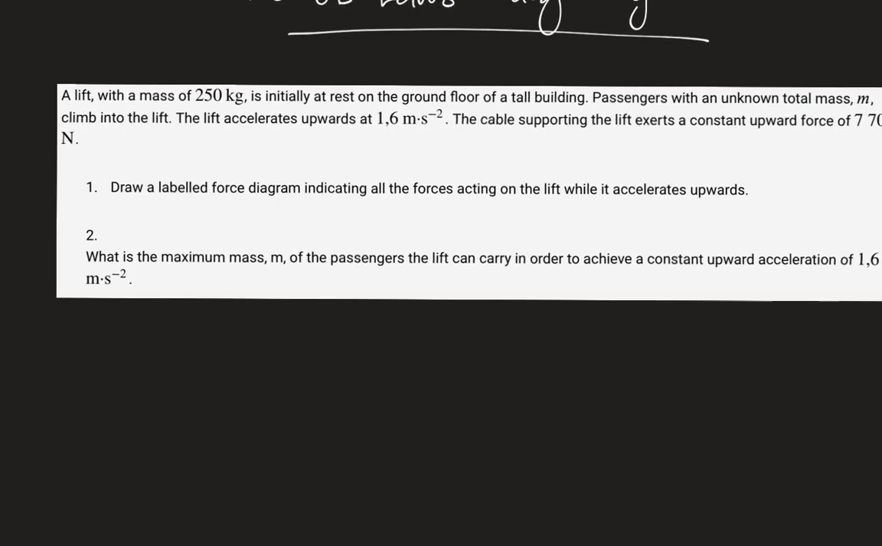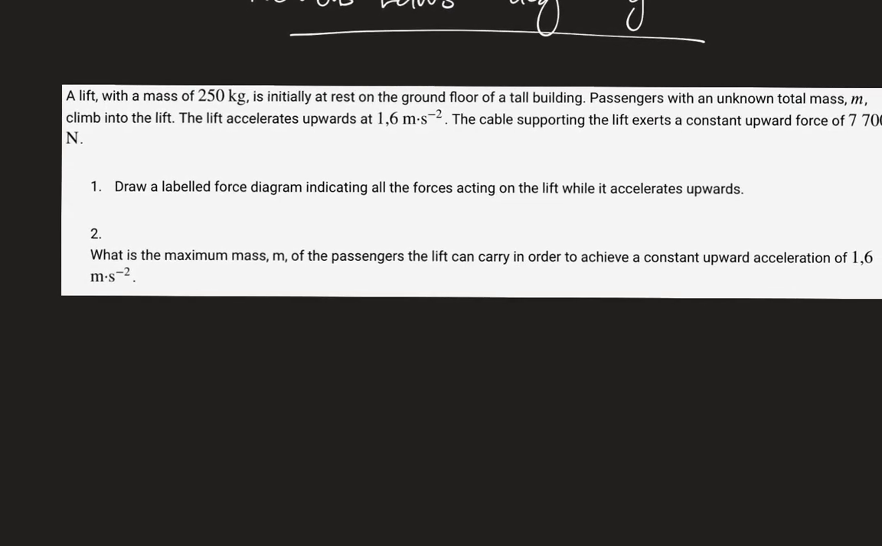So I've got here a lift with a mass of 250 kilograms, initially at rest on the ground floor of a tall building. Passengers with an unknown total mass, m, climb into the lift. The lift accelerates upwards at 1.6 meters per second squared. The cable supporting the lift exerts a constant upward force of 7,700 newtons. And we're going to need all of this information to sort our lives out, but we'll get to that.